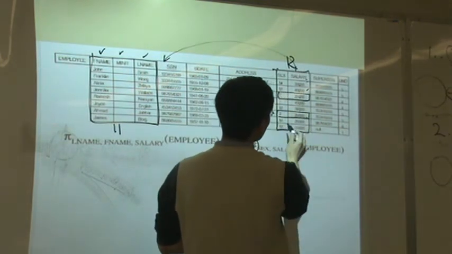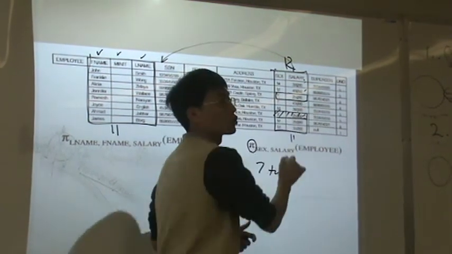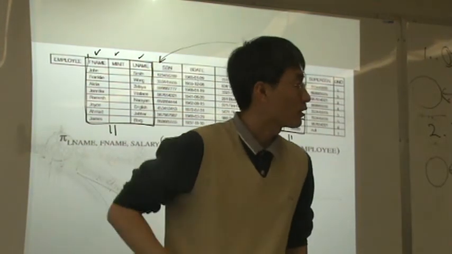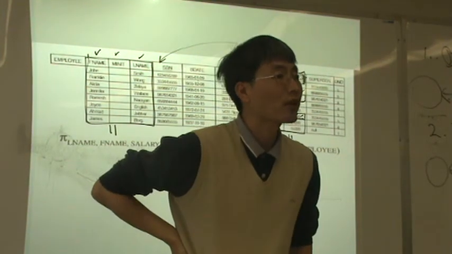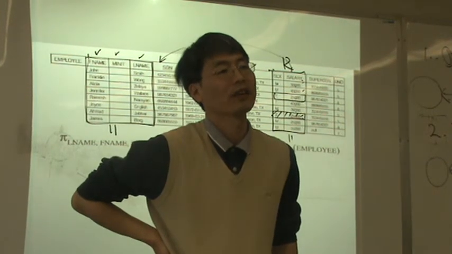Okay, and then 25,000, then 55,000. So one of them should be removed. So this is very important. Relational operation does not allow duplicate data. Okay.